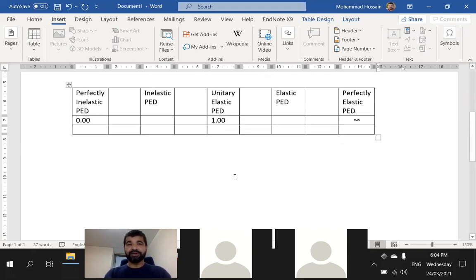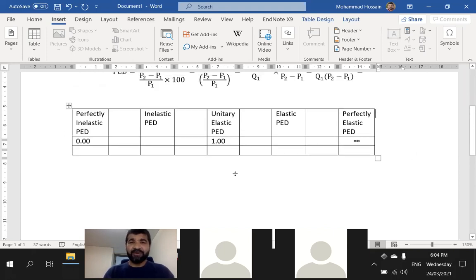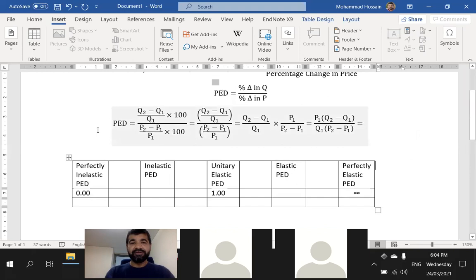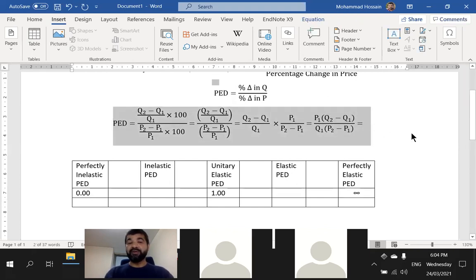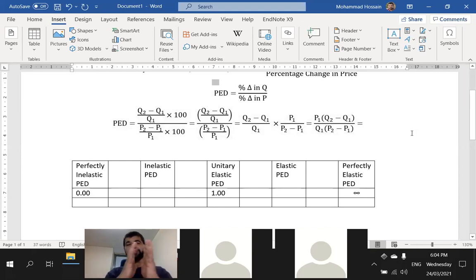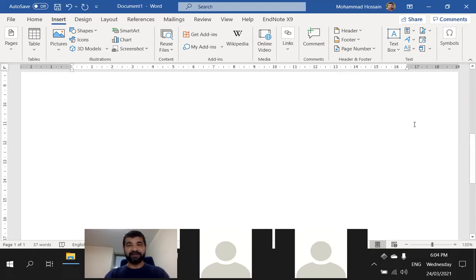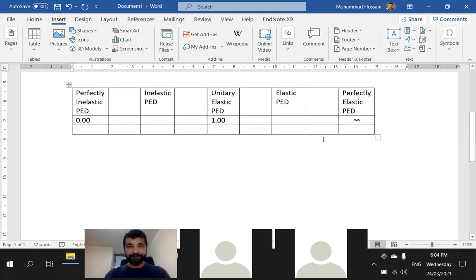Now I'm going to show you that it's not possible for us to calculate these numbers all the time. By looking at the graph, we can also identify whether the item is elastic, inelastic, or perfectly elastic. We can also identify that too. Okay, and I'm going to show you that. I'm going to draw some graphs now. So stay with me.